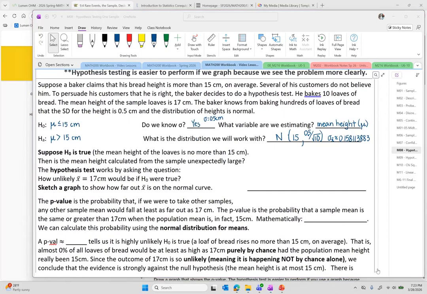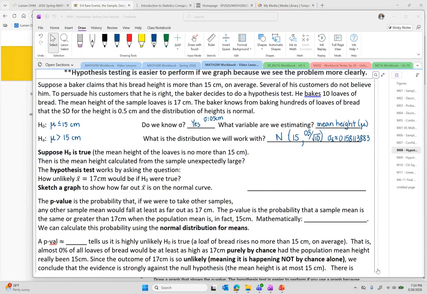So I did this in my calculator. It came to be approximately 0.16. Of course, when I use my technology, I will use as many decimal digits of accuracy as I can. And when I sketch, I want to sketch numbers that I can actually interpret and see and understand. So assume that the null hypothesis is true. The mean height of the loaves is no more than 15 centimeters. Then the question is, would an x bar of 17 centimeters be unexpectedly large?